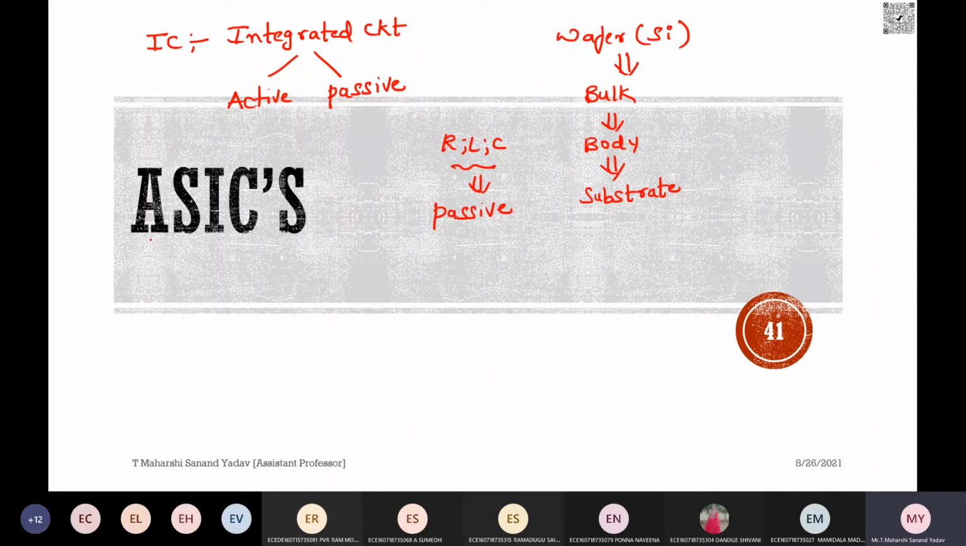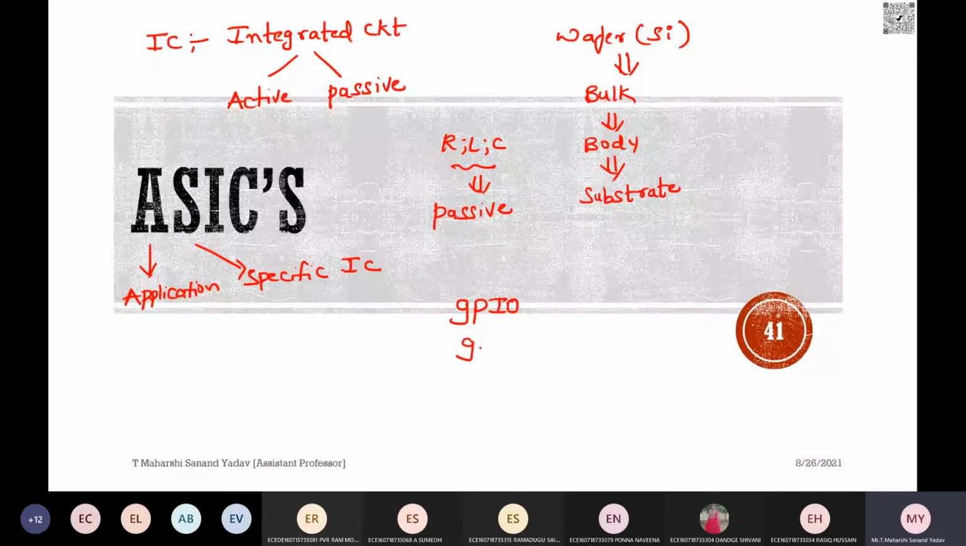Now here we're going to see about ASIC, application specific integrated circuit. A stands for application, S means specific. So what is the general difference? GPIO is nothing but general purpose input output. Similarly, we have general purpose microprocessors and microcontrollers. So what does general purpose mean and what does ASIC mean? What is the main difference?